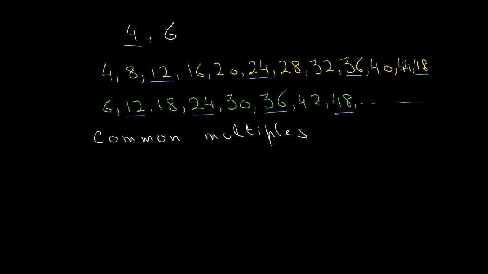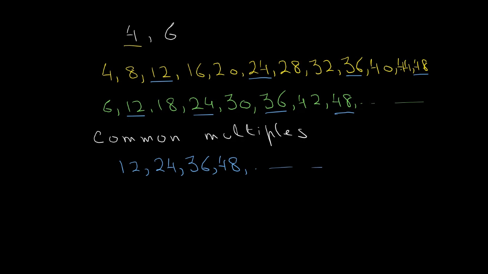So if I write down the common multiples of 4 and 6, I would get 12, 24, 36, 48, and so on and so forth. So these are called the common multiples of 4 and 6. So you can compute the common multiples of two numbers fairly easily. And now please make sure you can also compute the common factors.